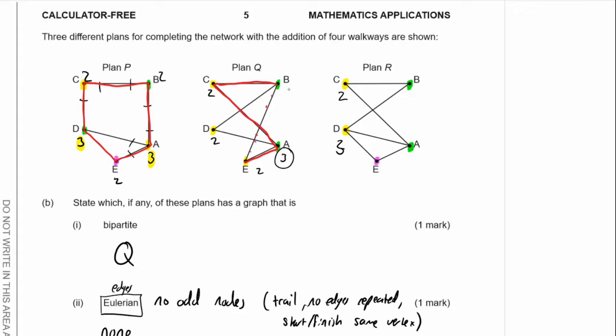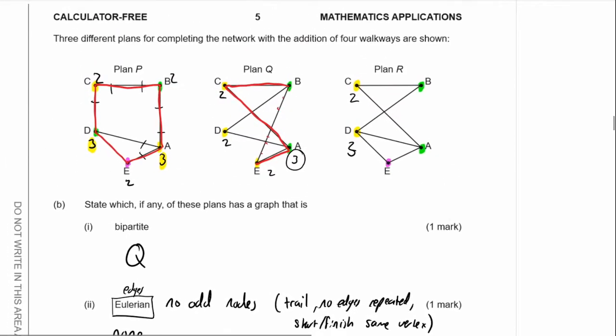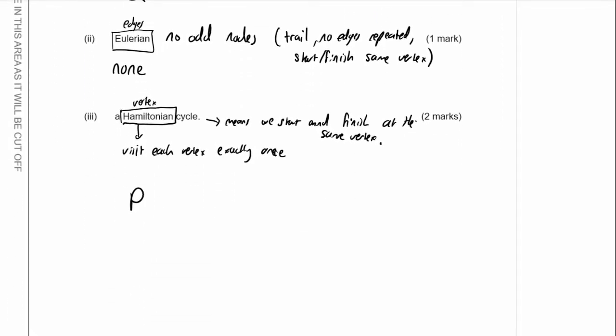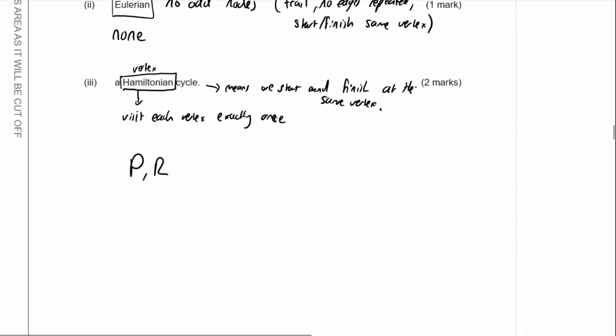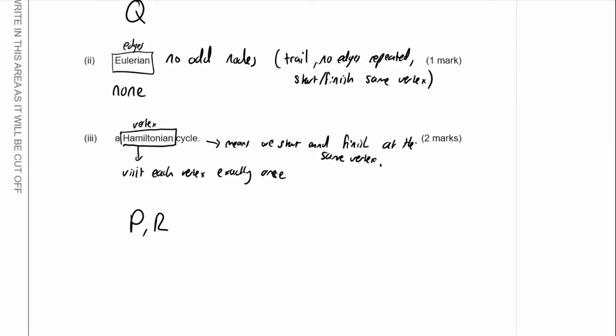There's other ways you can try and draw it, but you won't ever be able to do a Hamiltonian cycle with plan Q. Let's try plan R. We'll start at B. We'll go to C. We'll go to A. We'll go to E. We'll go to D. And then we'll go back to B. So plan R is another one that we can draw where we visit each vertex exactly once and we start and finish at the same vertex. And obviously, because we're not allowed to repeat a vertex, we can't really repeat edges either.